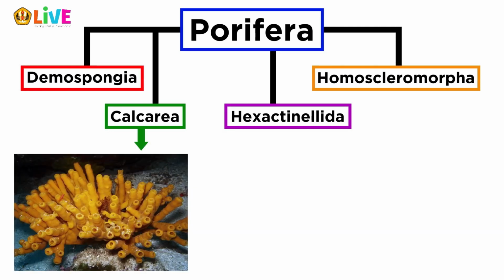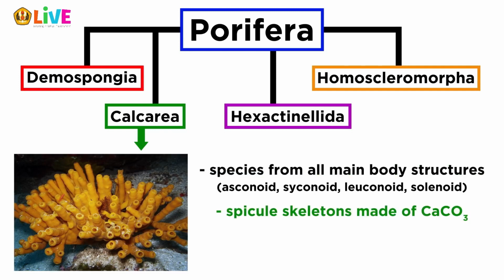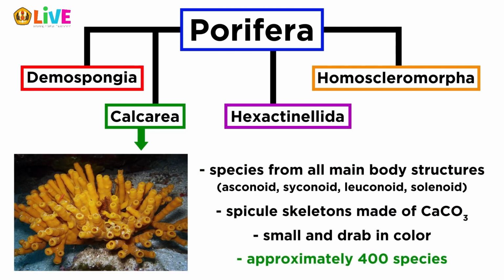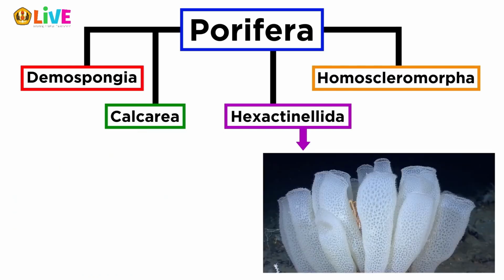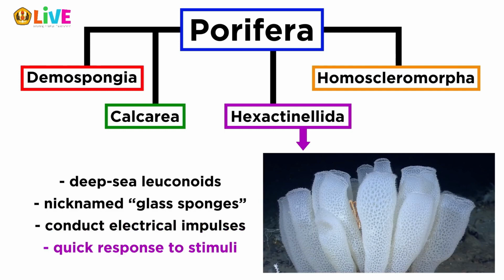The Calcarea, or calcareous sponges, include species from all of the three main body structures, including the solenoid. They have spicule skeletons made of calcium carbonate and are typically small and drab in color. They include about 400 species. The hexactinellid sponges are all leuconoids that are found in the deep sea and commonly called glass sponges. They are unique among the sponges because they can rapidly conduct electrical impulses across their bodies. This makes it possible for them to respond quickly to external stimuli.